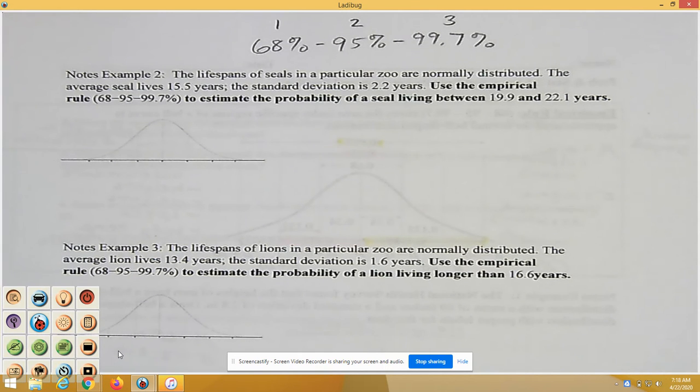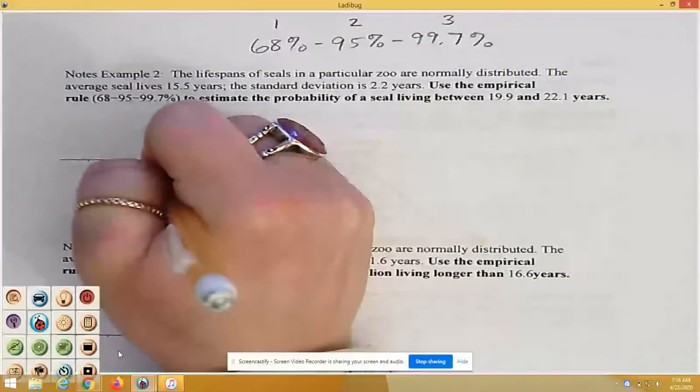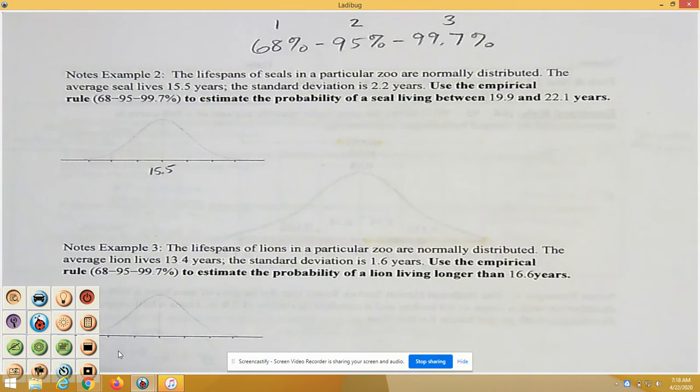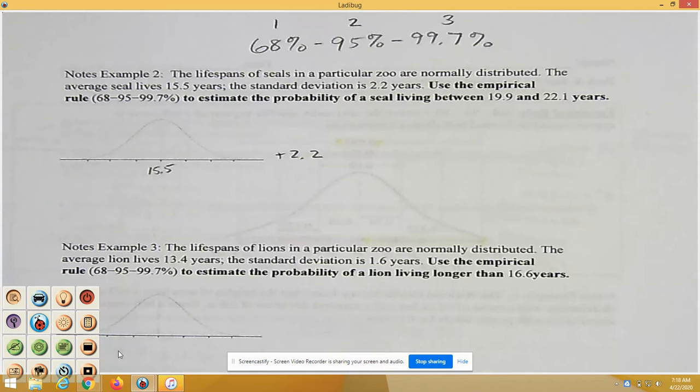And now we're going to be adding 2.2 to the right, and we're going to subtract 2.2 to the left. And we're going to do the same thing we just did a minute ago. So I have 15.5 plus 2.2 plus 2.2 plus 2.2. I would recommend that you do it in stages, one at a time. Otherwise, it's just going to take a little bit longer to do your calculations.